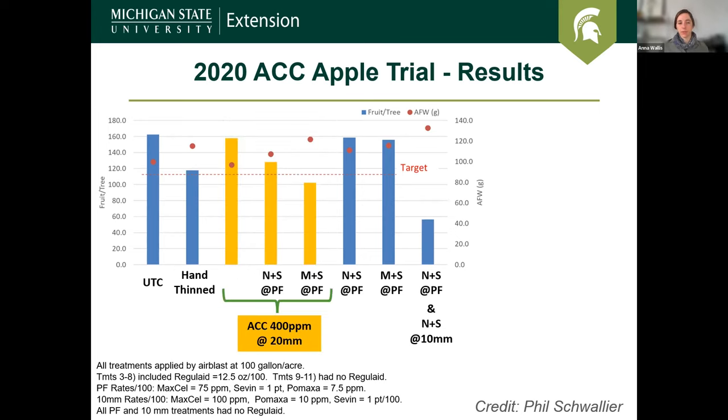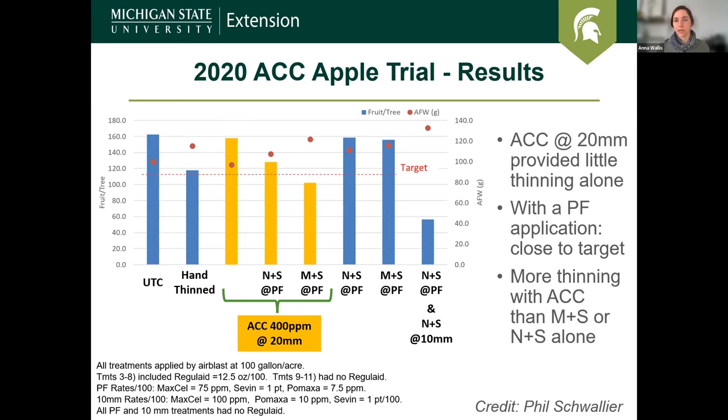And then he looked at three different applications or treatments of ACC in that 20 millimeter window. The standalone treatment on the left here didn't provide very much thinning alone either. But when that was combined with a thinning application made at petal fall, either NAA at 7 or Maxell at 7, it was pretty close to the target crop.